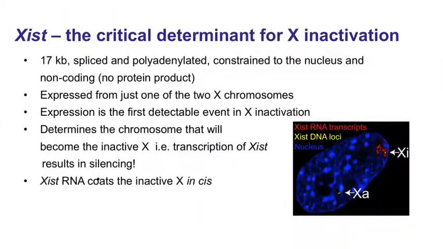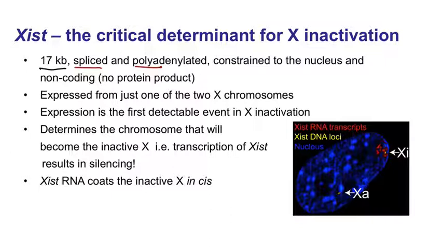Xist is the critical determinant for X inactivation. So Xist is a 17 kilobase long, so 17,000 bases, long non-coding RNA. It is spliced, it has a poly-A tail, and it's constrained to the nucleus and does not produce a protein product. So it ticks all of those boxes for being a long non-coding RNA. It's expressed from just one of the two X chromosomes, so it's expressed in an allele-specific way. And indeed, it's the first event that we know happens in X chromosome inactivation, the first detectable event, and without the expression of Xist, you cannot have X inactivation proceed.